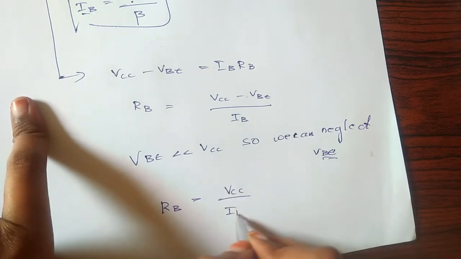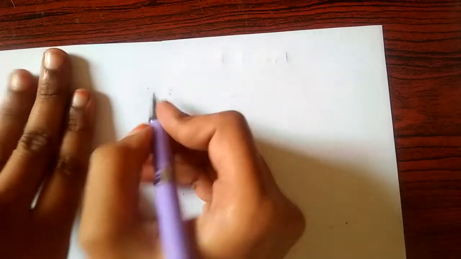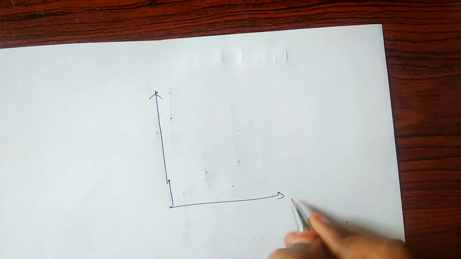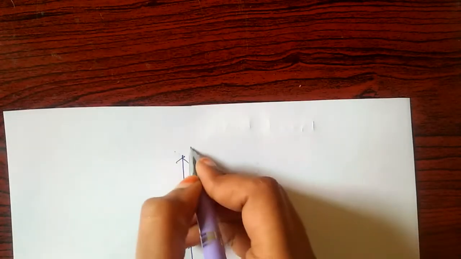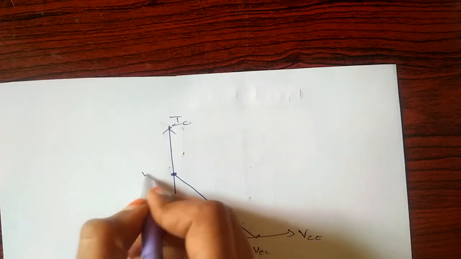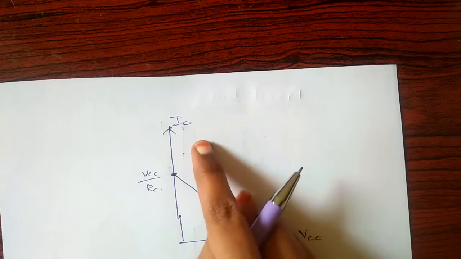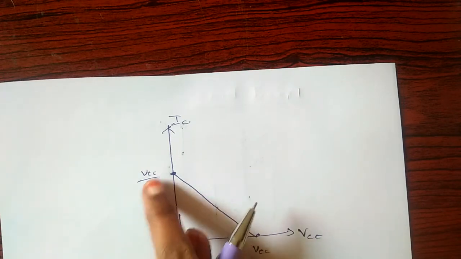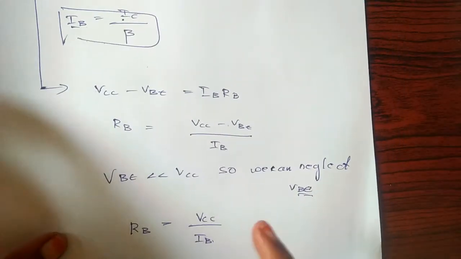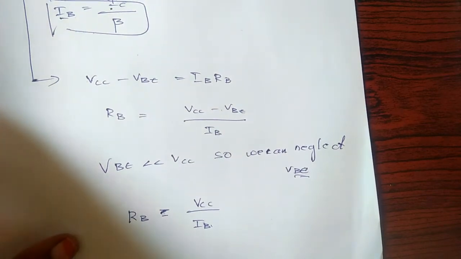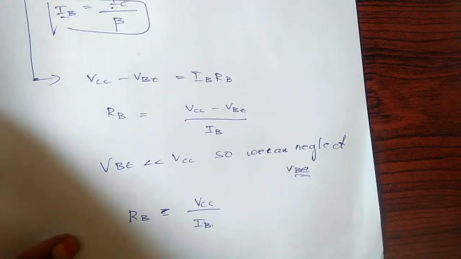VCC by IB. We know that the DC load line is taken on the output characteristics of a CE configuration, VCE and IC, and the points that we get on the x-axis and y-axis are VCC and VCC by RC. Here, as IC is proportional to IB, so we can take VCC by RC as VCC by RB. So the value of RB can be calculated from the equation.